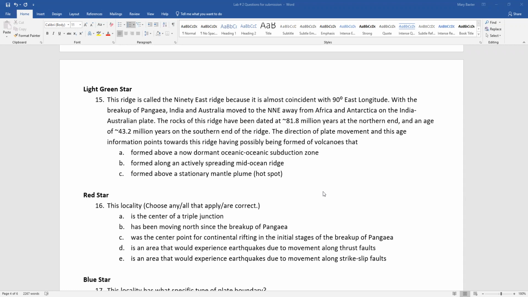So they're not all formed at the same time, right? The northern end is a lot older than the stuff at the southern end. They get progressively younger as you go south. The direction of plate movement and this age information points towards this ridge having possibly been formed of volcanoes that, was it a now dormant oceanic subduction zone? Were the volcanoes that formed along an active spreading mid-ocean ridge? Were they volcanoes that formed above a stationary mantle plume or a hot spot that might not now be working? Okay, so let's go back and take a look at that.